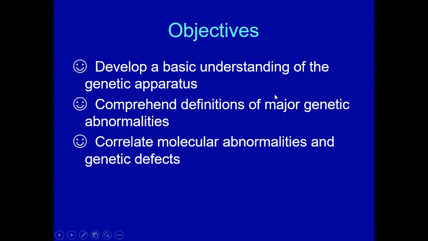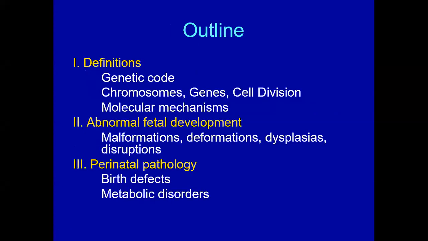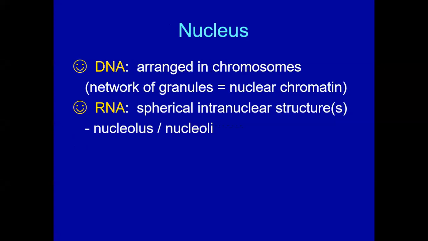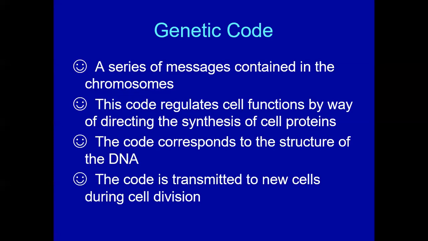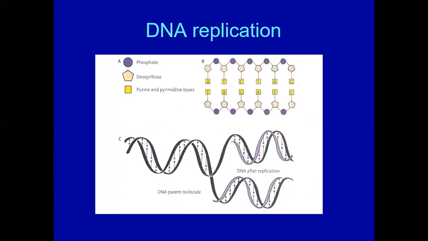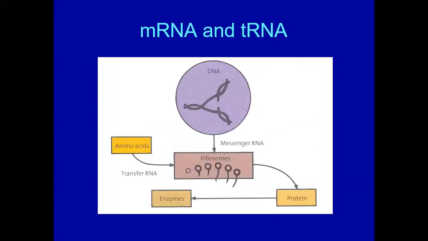Okay, what is the gene objective? We are also covering the definition of the gene, what the genetic code is, what the chromosome is, the nucleus comprising DNA and RNA, and also the replication of the RNA and the DNA.